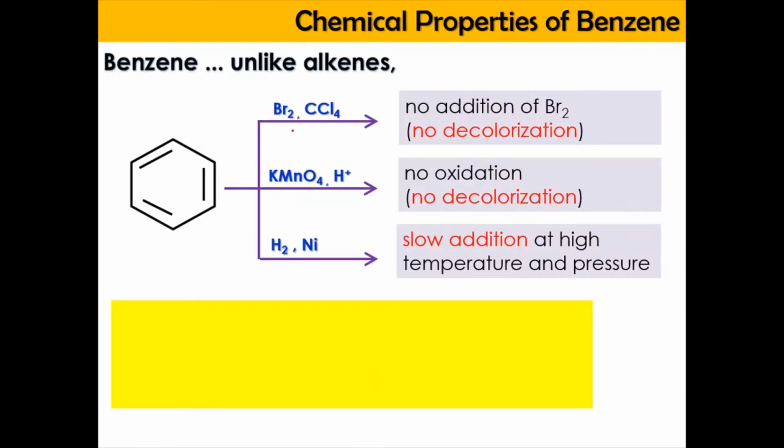So, benzene, unlike alkene, the benzene will not undergo addition reaction, for example, the addition reaction of bromine, and the benzene will not undergo oxidation. At the same time, it is very, very difficult for the benzene to undergo addition reaction. Even though the benzene has carbon-carbon double bonds, it will not undergo addition, will not undergo oxidation, and even if it undergoes hydrogenation, it will happen very slowly at high temperature and pressure.